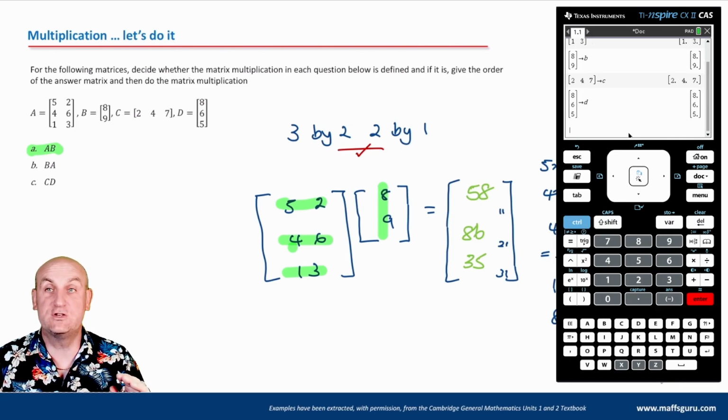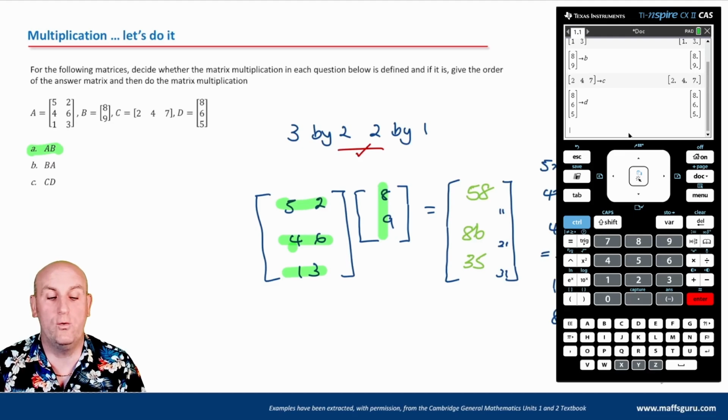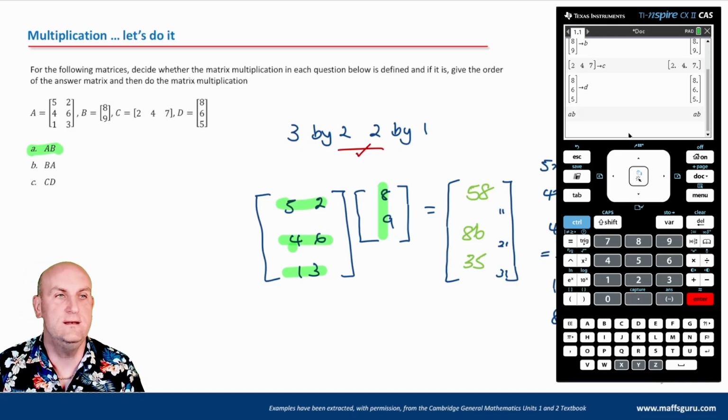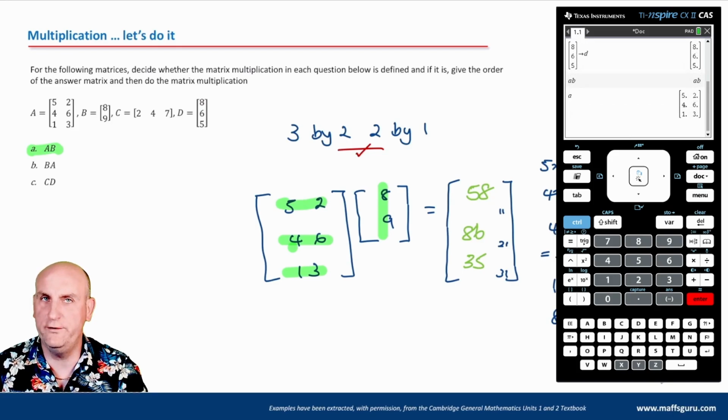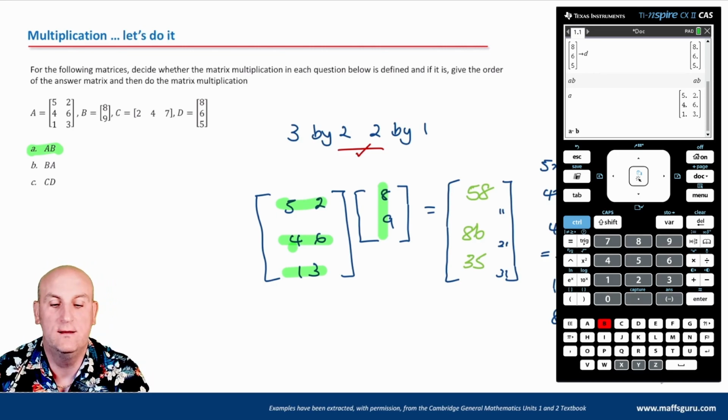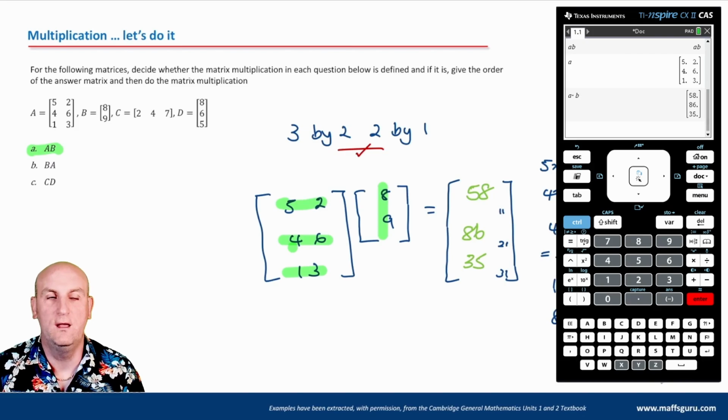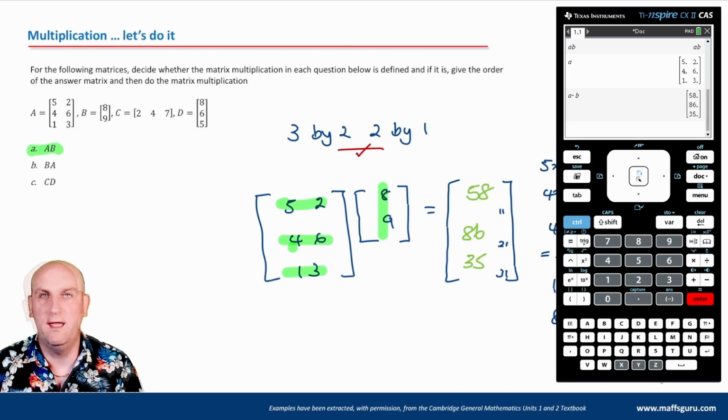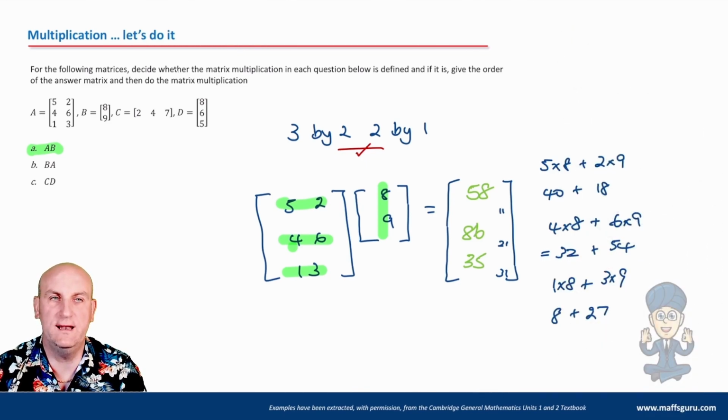Right, so having stored those all into my calculator, now all I need to do is go AB. And if I go AB and hit enter, nothing happens. Why do you think nothing happens? Well, because I didn't put my times sign in. So if I do A times B, life is going to get a bit better. And there we go, 58, 86 and 35 are my correct answers. Right, let's look at the next one.